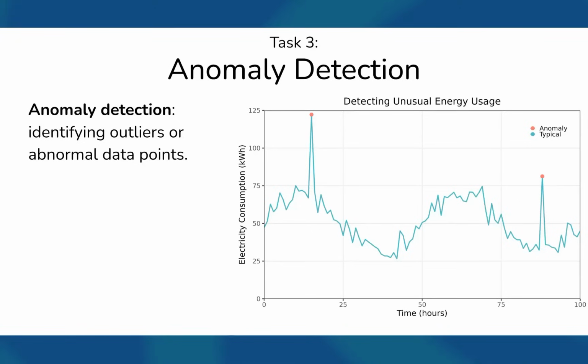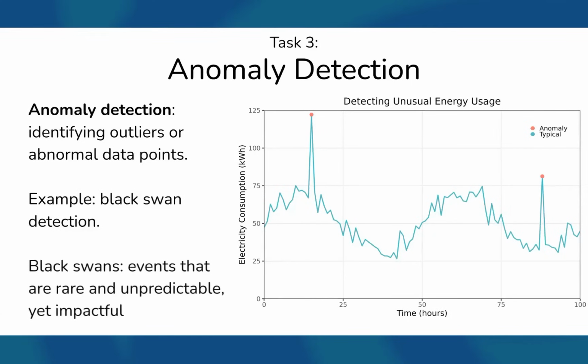Another example of anomaly detection, detecting black swans. So are there agents out there doing very unusual things, or are there abnormal trends in the economy that could pose substantial financial risks? Black swans are events that are rare and unpredictable, yet highly impactful, which we'll speak more about in the safety engineering section.